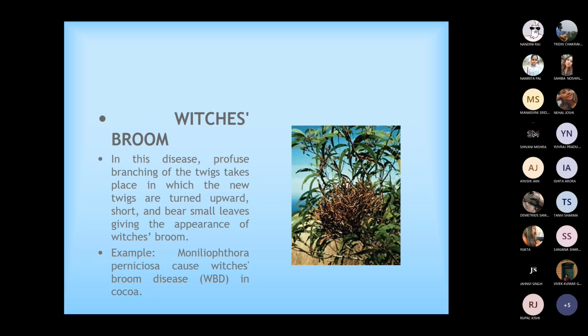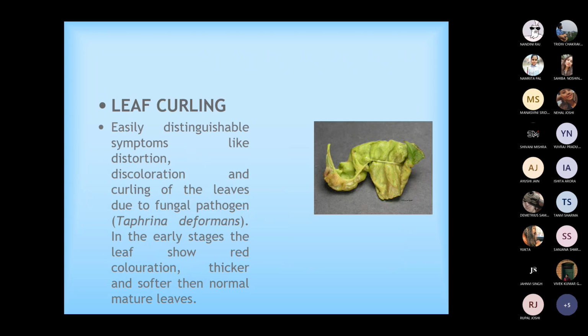So this is interesting. This is known as witch's broom disease, right? A tree gives the appearance of a witch's broom, which becomes broom-like due to the infection of certain fungi, right? So in this disease, there is a profuse branching of the twigs in which new twigs turn upward, short and bear small leaves. So they become shorter than the others. In this picture, you can see all other leaves are fine, but just some leaves are small, and they give the appearance of the witch's broom, right? This is in a cocoa tree, the witch's broom, which is caused by fungi.